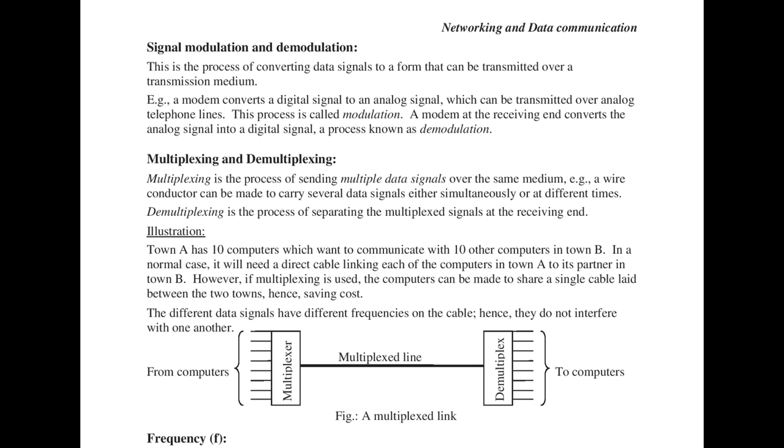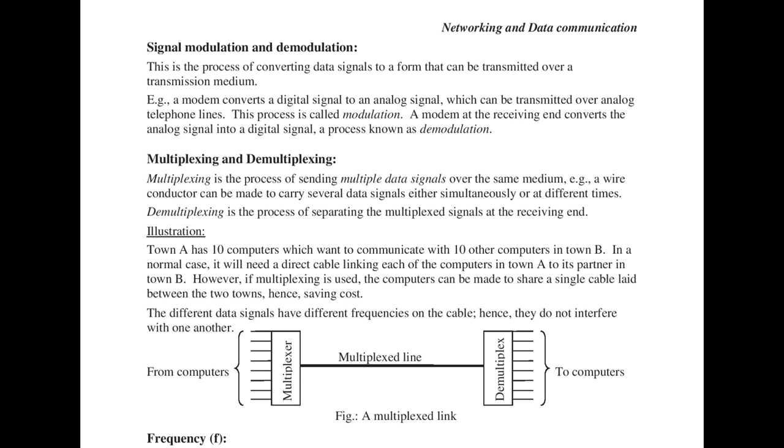For example, a modem converts a digital signal to an analog signal and vice versa. So this process of converting a digital signal to an analog signal is called modulation. The vice versa is called demodulation.